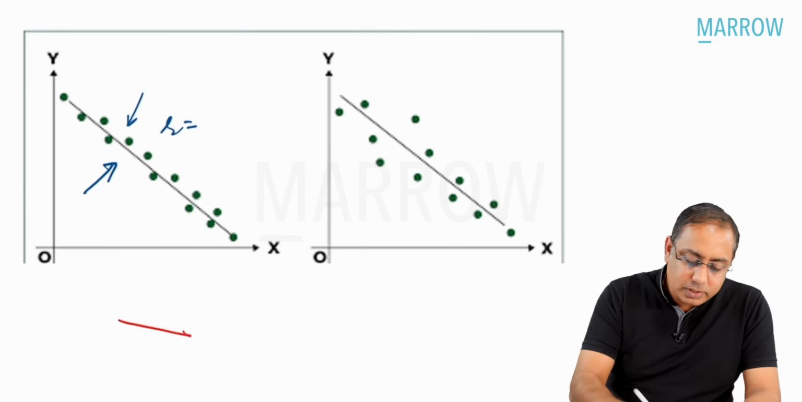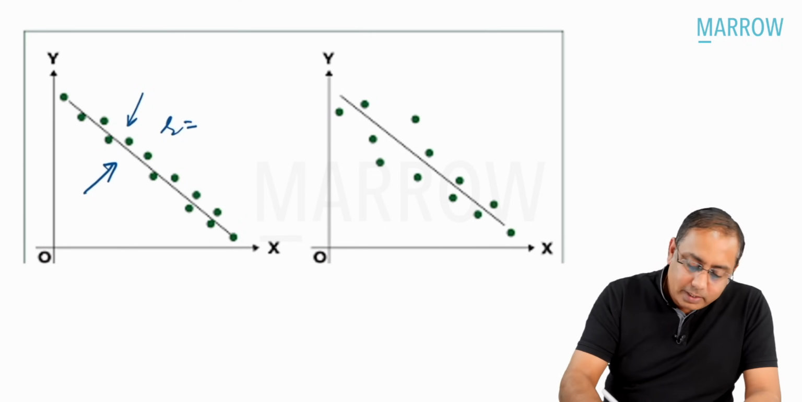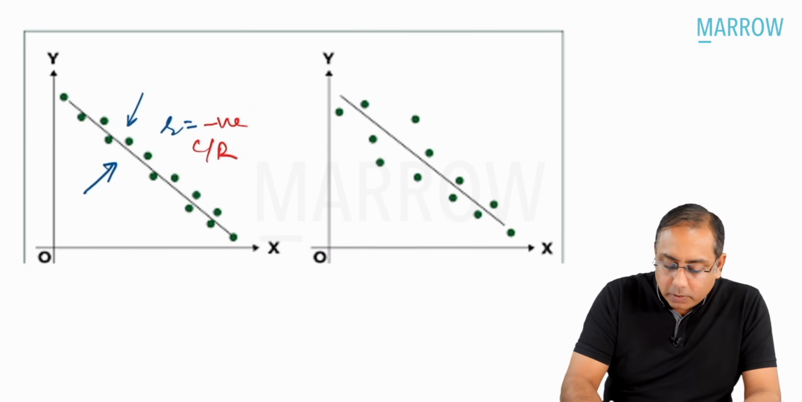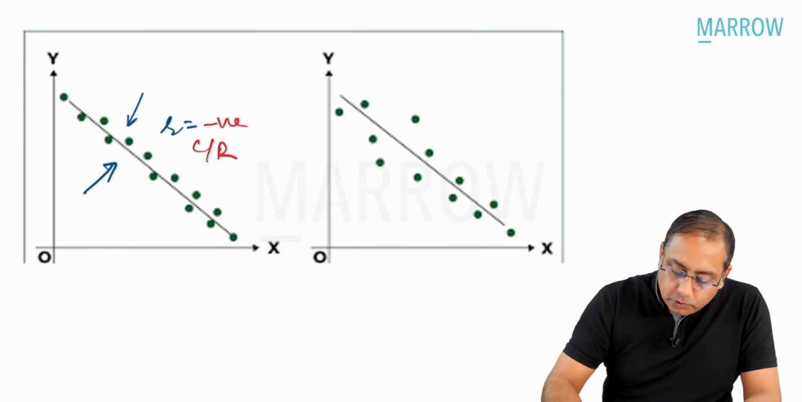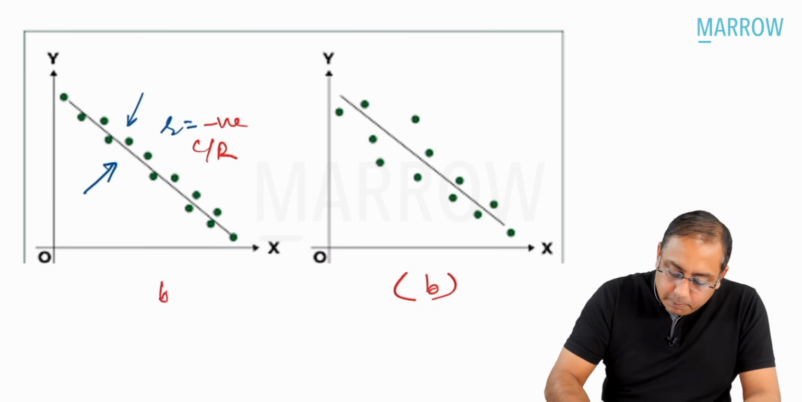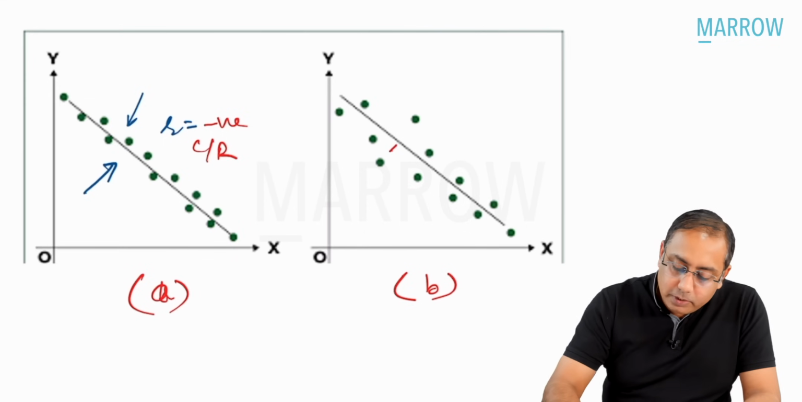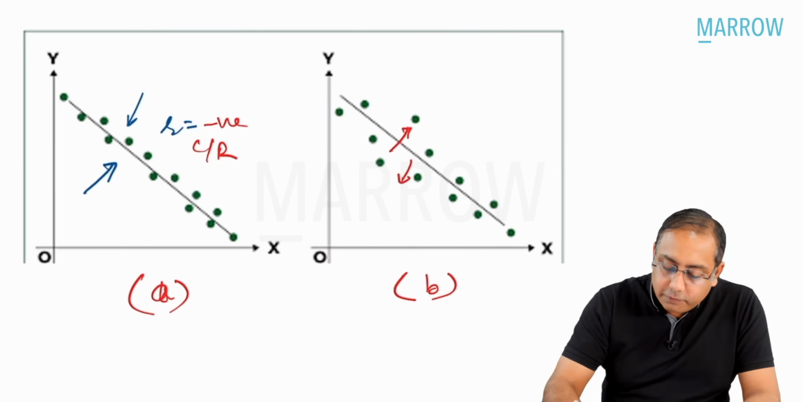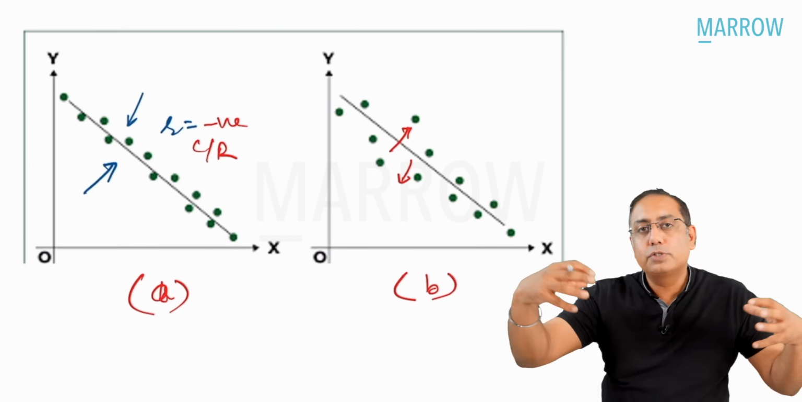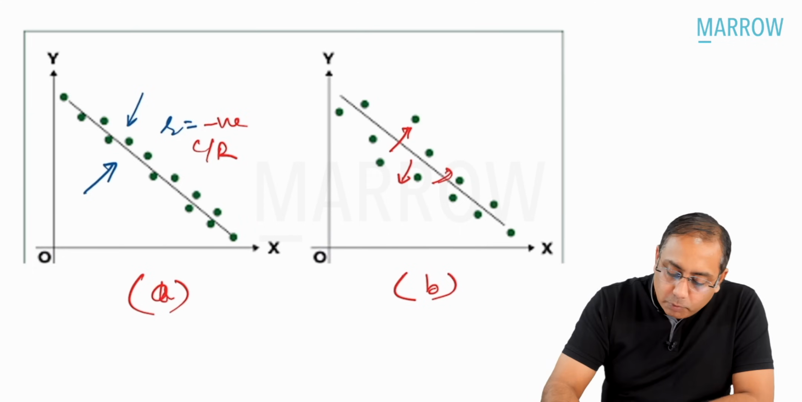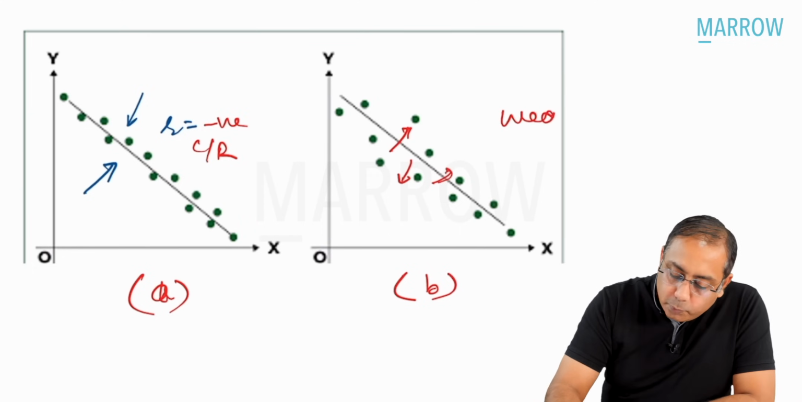So it doesn't seem to be a 45-degree, but it is a negative correlation. That's what we see. And in this option B, in this image number B, you can see that the dots are kind of more haywire, they are more spread out. Because they are more spread out, this shows a weak negative correlation.